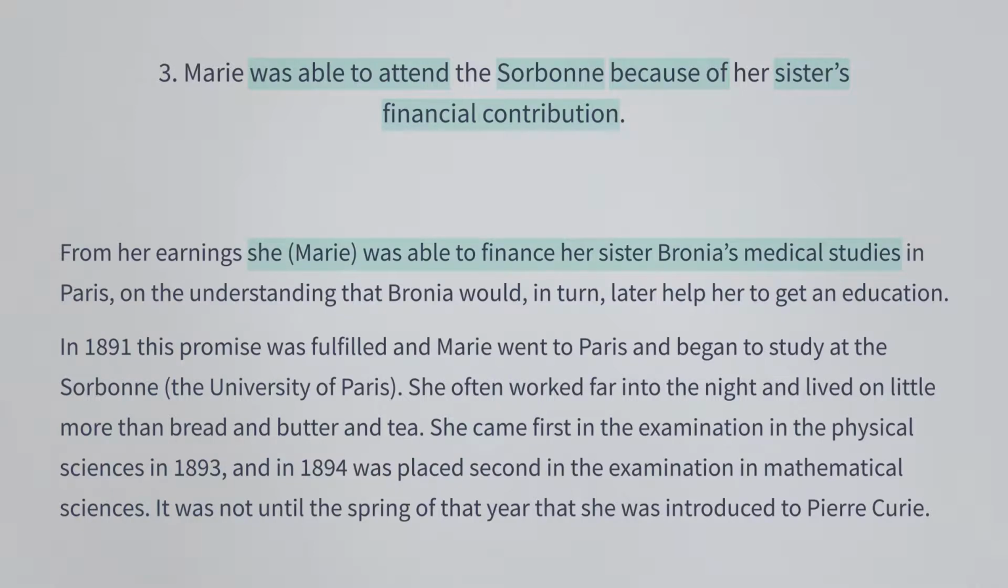She, Marie, was able to finance her sister Bronia's medical studies in Paris, understanding that Bronia would later help her to get an education. This is important, and in the next paragraph we read, in 1891, this promise was fulfilled and Marie went to Paris and began to study at the Sorbonne. Which promise? That Bronia would return her sister's help. So the answer is true.